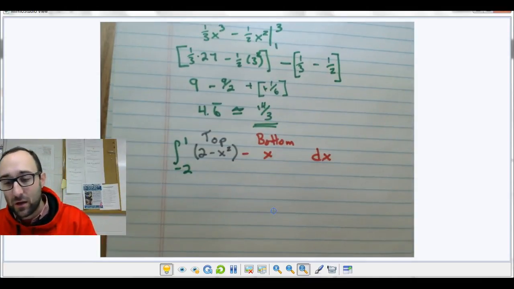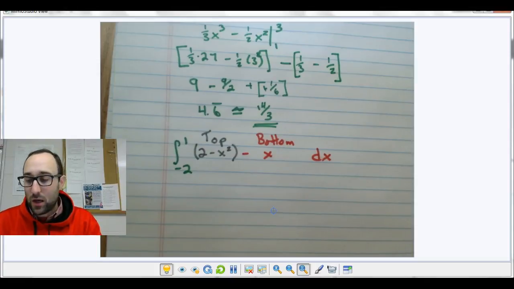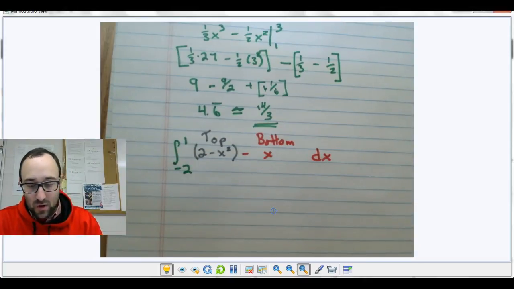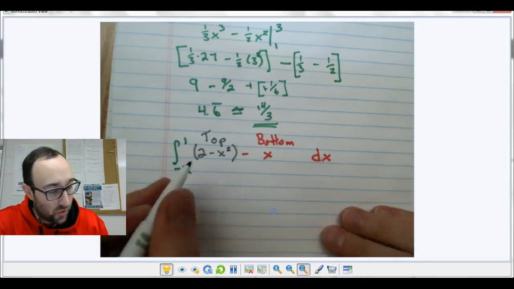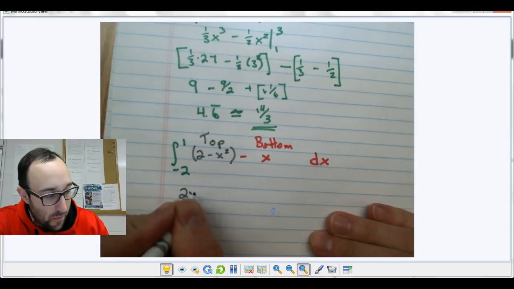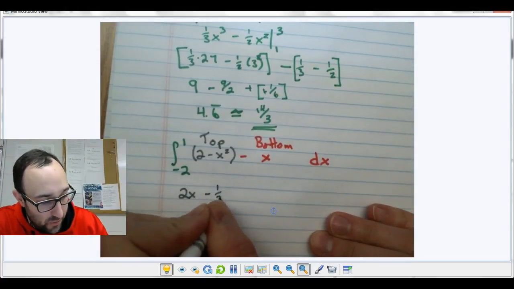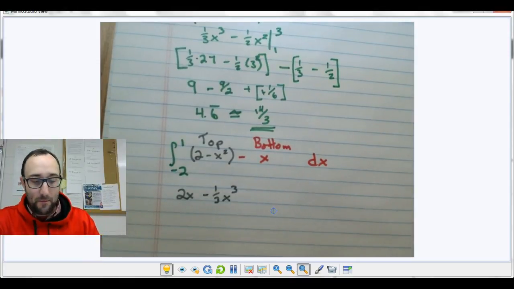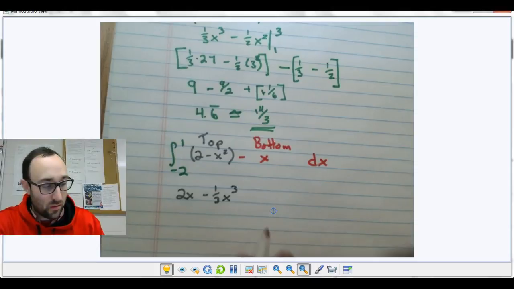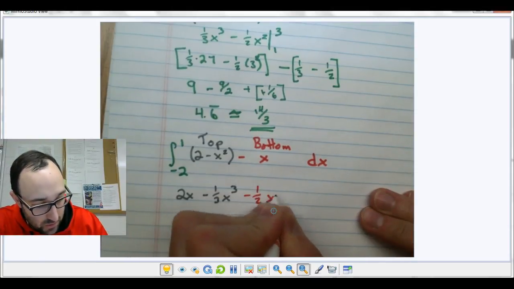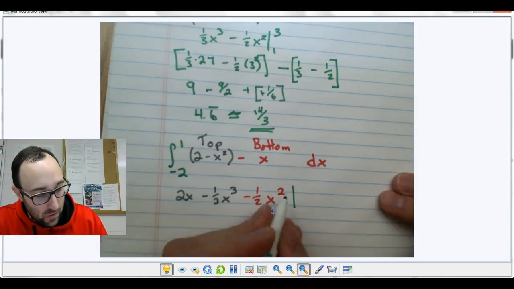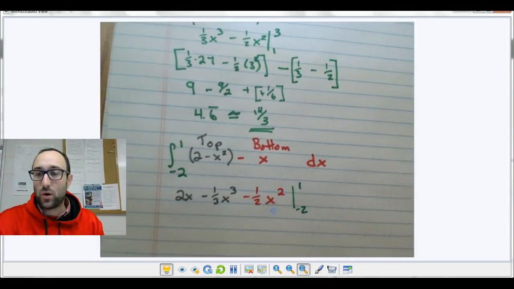All right. Now let's go through this, and let's do this calculus-wise. We're going to take the integral, which means I want to take 2 minus x squared. So 2 is going to get me 2x. Minus x squared is going to be minus 1/3 x cubed. And minus x is going to give me minus 1/2 x squared. And then we're going to evaluate that from -2 to 1.